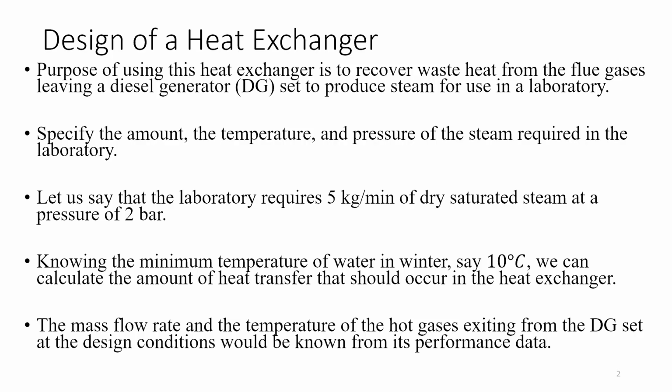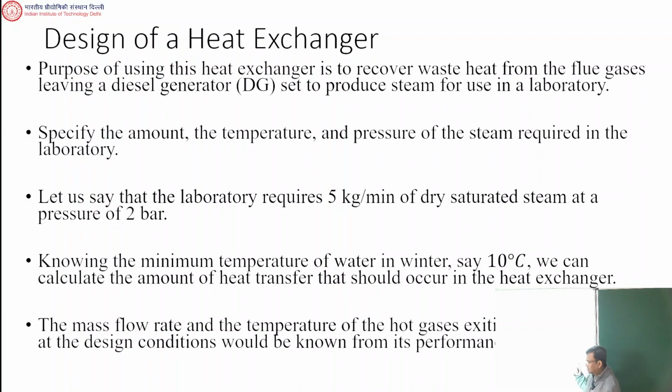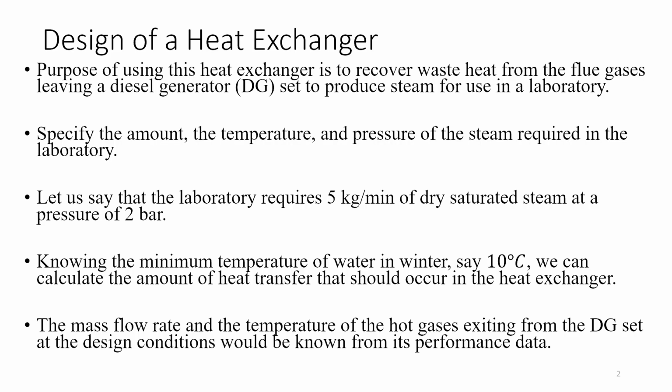What about the gas side? Now we are thinking about a heat exchanger which will transfer heat from a hot gas to a colder liquid, which is water, and convert that water to steam, okay? This is the picture. Now the flow rate and temperature of the hot gases exiting from the DG set will be known from the performance data, because you are running the DG set. So you will know at what temperature these hot gases are coming out and what's the mass flow rate of the hot gases, right? This will be known, correct?